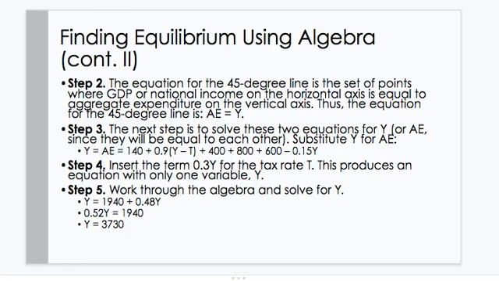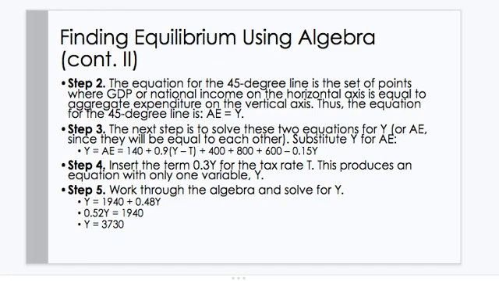Keep going. Step 2. The equation for the 45-degree line is the set of points where GDP, or national income, on the horizontal axis is equal to aggregate expenditure on the vertical axis. Thus, the equation for the 45-degree line is AE equals Y. The next step is to solve these two equations for Y, or AE, since they will be equal to each other.